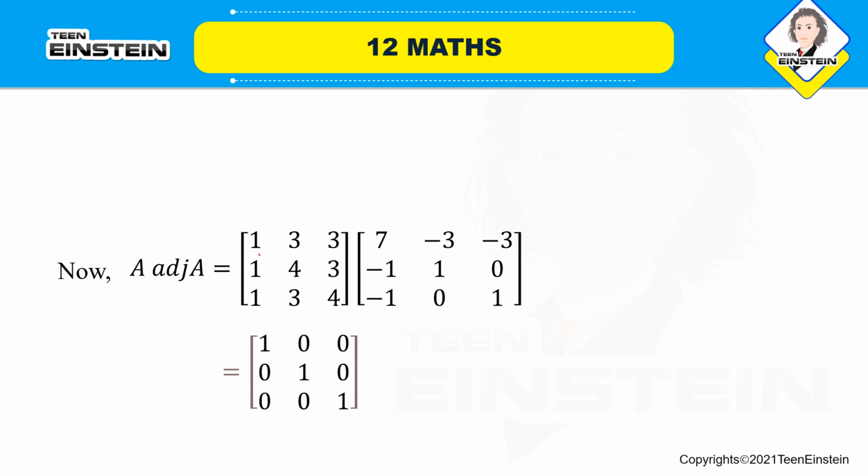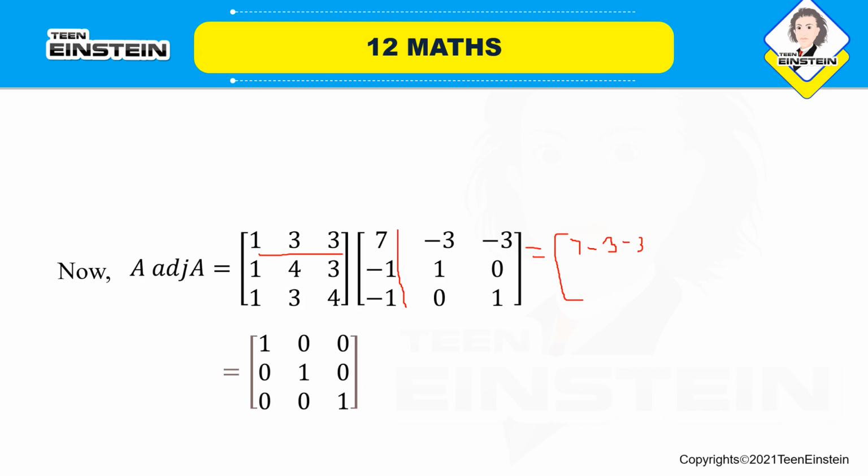How will you take the product? First row with first column. How will you multiply first row with first column? Okay. So 1 into 7 is 7. Minus 1 into 3 is -3. That is the first element. Okay. Then 3 into -1 is -3. Okay. So fix the first row in the first matrix. So first row, first column gives you the first element.